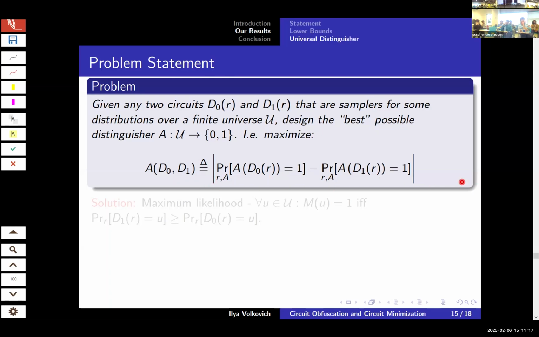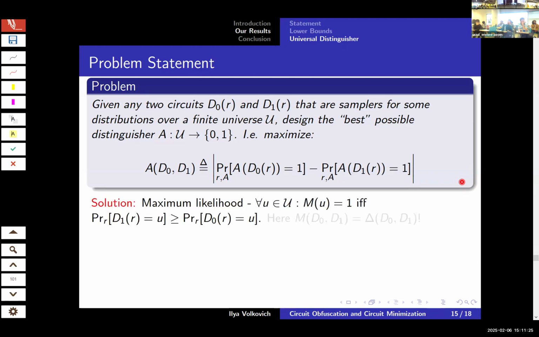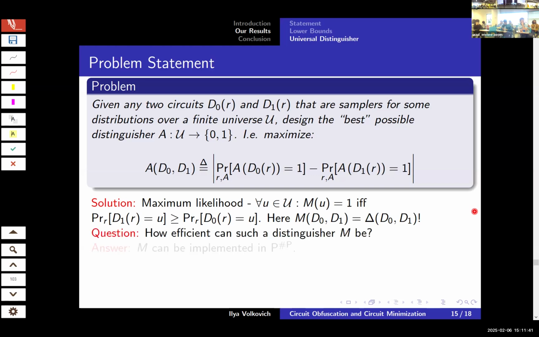If all I care about is finding the best possible distinguisher, we know the answer to this question. This is the maximum likelihood distinguisher. Basically, you look at the sample and see which circuit attributes more mass to it. You can do that, and this gives rise to the notion of statistical distance. But there is one problem. What's the problem? It's very, very, very inefficient. So how can you do it?